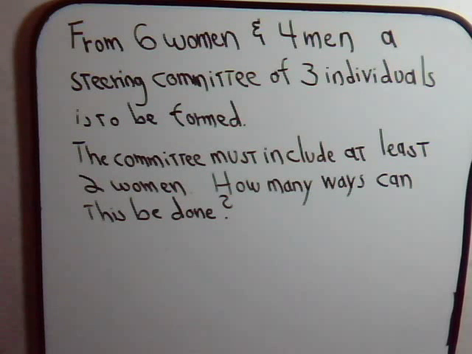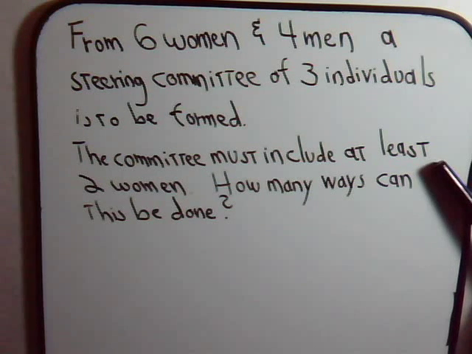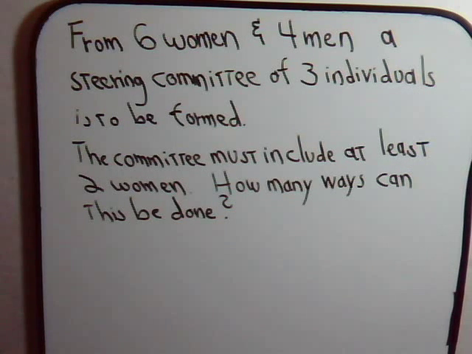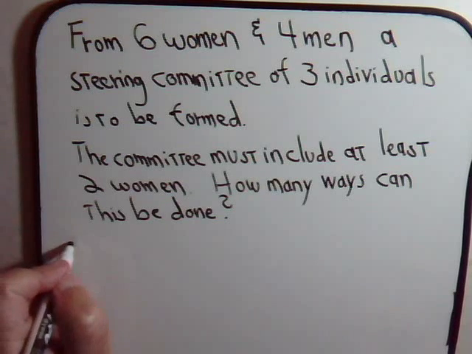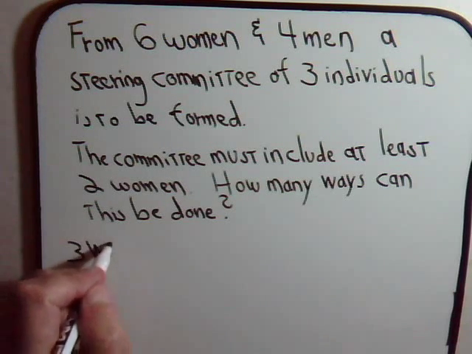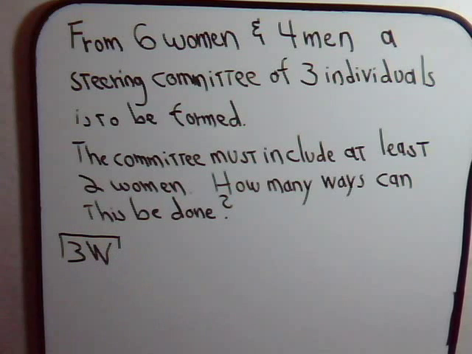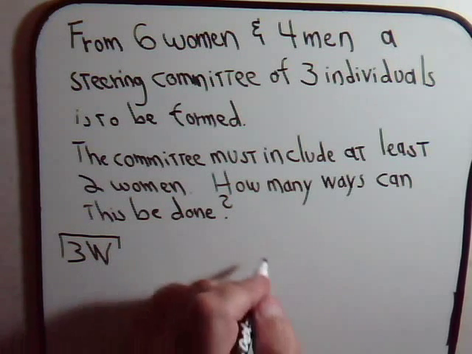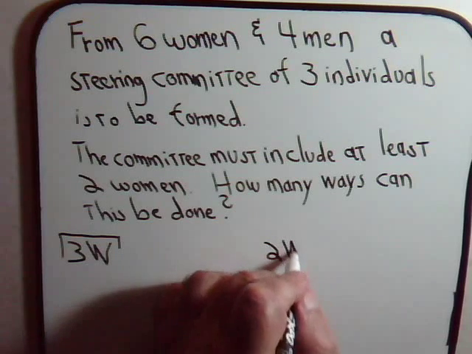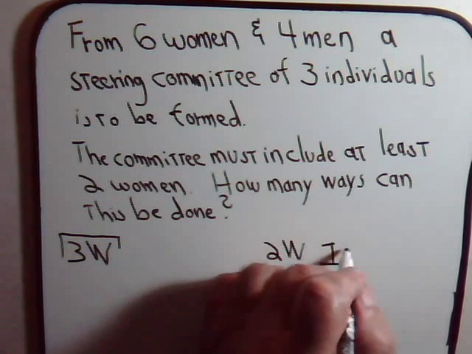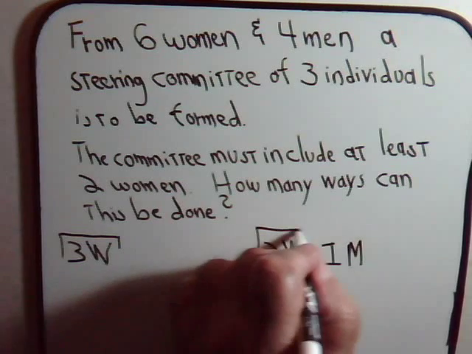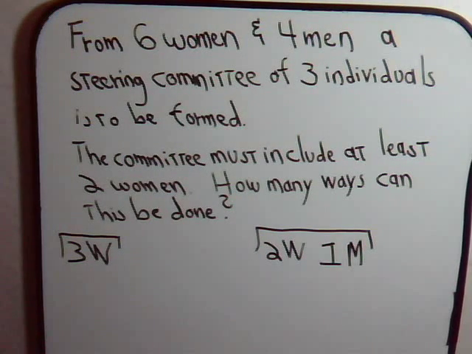So the key here is that there has to be at least 2 women on the committee. And there's 3 total, so that means we could have a committee where there are 3 women on there. That could be one possibility. That's at least 2 women. And the other way then would be to have 2 women and 1 man. Both of these committees have at least 2 women on them.